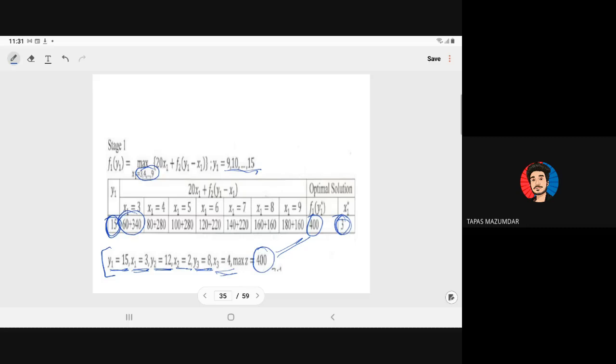What is the maximum allocation? It means the y1 maximum value we can only use in stage one. We don't have to use it only in stage one. When we are doing the recursive method, then only in stage one. When we do the forward method, then in stage three.